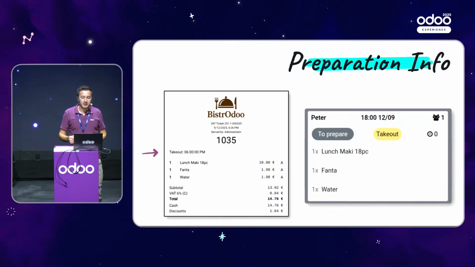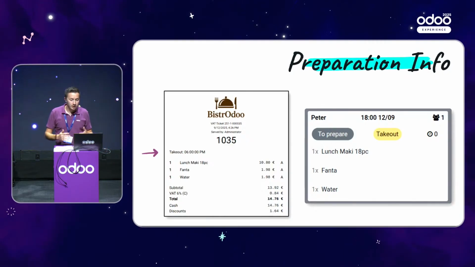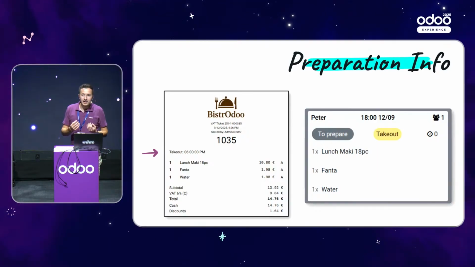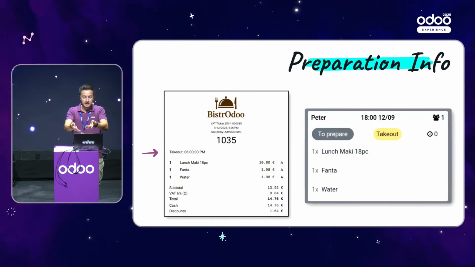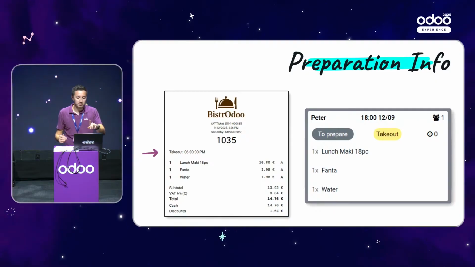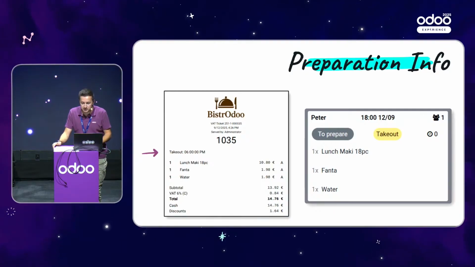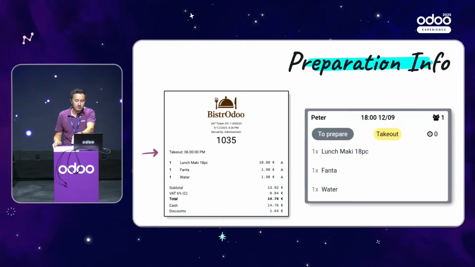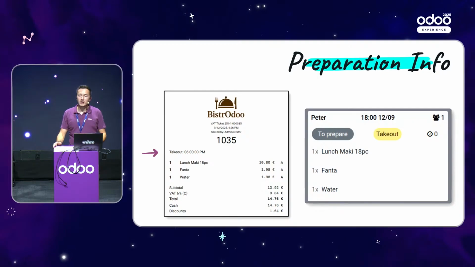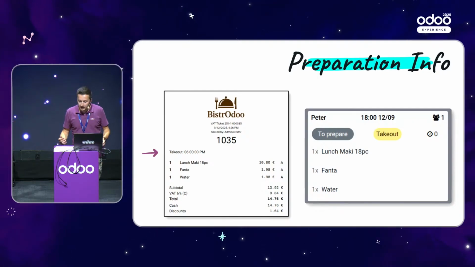On the right, instantly, we receive the preparation display to know what we have to prepare. And everything is clear. I directly see in yellow that, okay, it's for takeout, okay, it's for Peter, it's on the left, and it's for 6 p.m. And I know that for the moment I took the screenshot directly, but I could know for how much time he has been waiting.